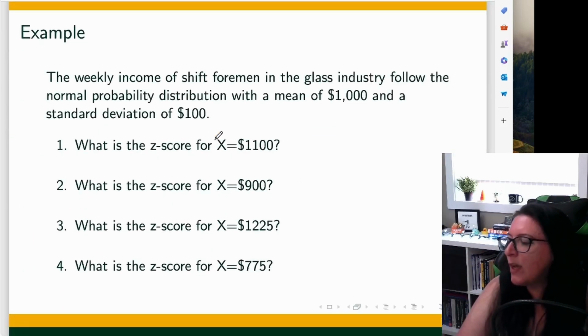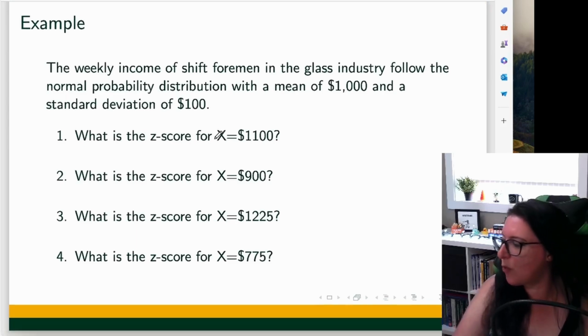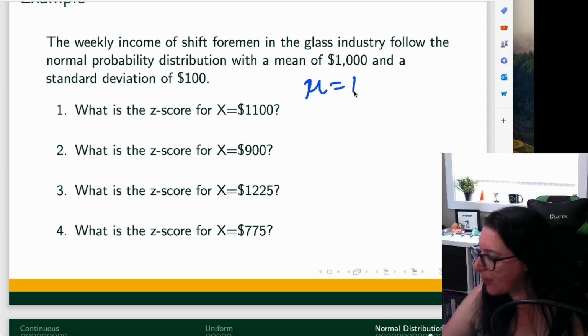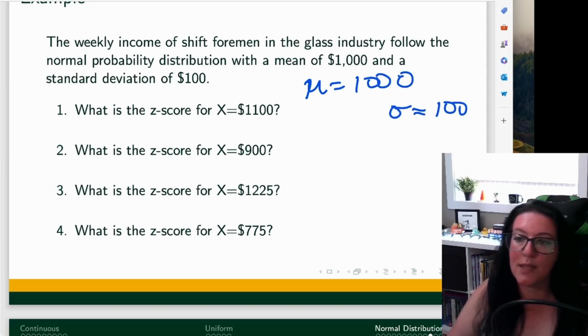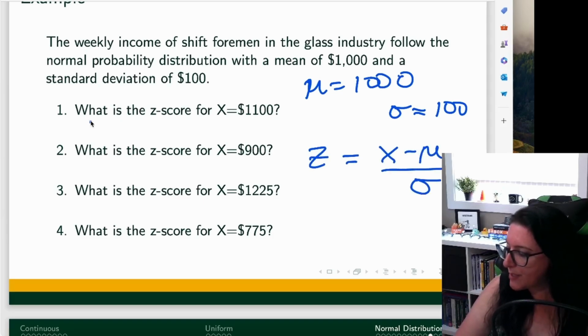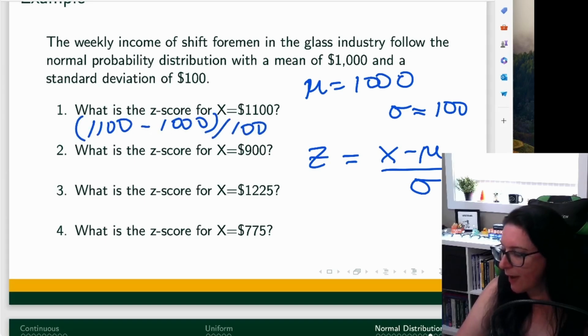All right, let's take a look. The weekly income of a shift foreman in the glass industry follows the normal probability distribution with a mean of 1,000, so mu equals 1,000, and our standard deviation is 100. All right, so let's find our z-scores. Remember, z is equal to x minus mu divided by sigma. So we would just take the 1,100, subtract the 1,000, divide by 100 to get our z-score. And in this case, 900 minus 1,000 divided by 100.